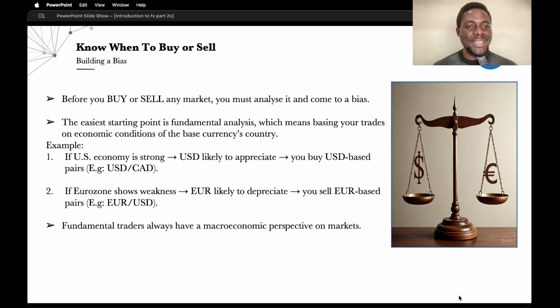The easiest starting point is fundamental analysis. I mentioned this here because fundamental analysis has an easy tune to it. If you understand what the market is trying to do, then you'll be able to trade the fundamental news. You understand? So let's say you are looking at the US dollar again, or let me use the Ghanaian cedis, right? You're looking at the Ghanaian cedis, and then you are building a bias around it.